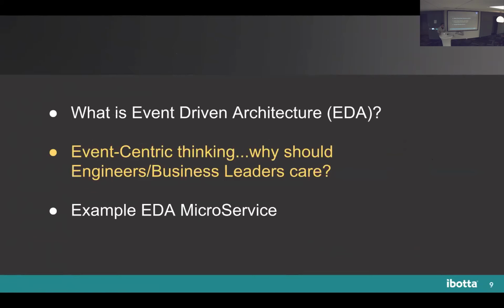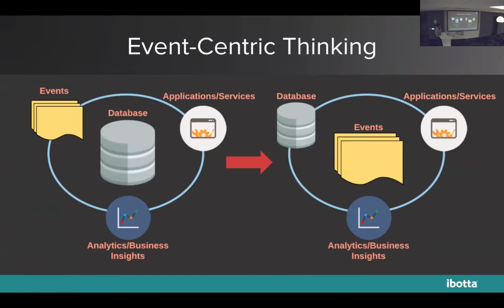So what is event-centric thinking, and why should engineers or business leaders care? Event-driven architecture isn't actually something new. It's been around for a while, specifically systems communicating with each other using events. What really has changed is the way that people start thinking about events. On the left-hand side, we have the old traditional way of thinking that's very database-centric, but more specifically, very state-centric, keeping the state of the system. So events might circulate around this, applications and services circulate around this, and analytics as well. Whether they do it transitively or not, they're actually going to the database for this type of information.